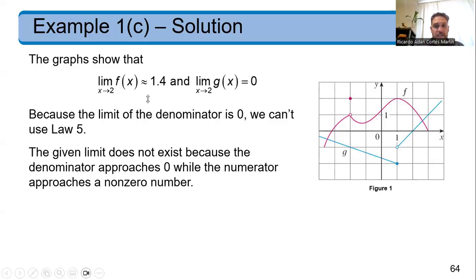For the value of x as it tends to 2, we can estimate the value of f as 1.4, and for g it is clearly 0. But if we are doing f over g and g is 0 at that point, the limit also doesn't exist, because the denominator is 0.